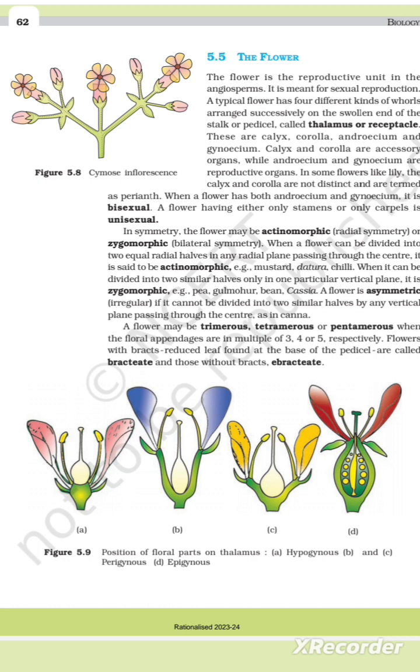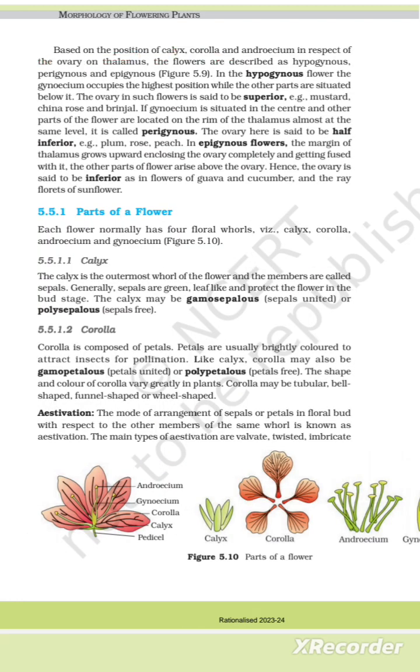Figure 5.9. Position of floral parts on thalamus: A. Hypogynous, B. Perigynous, C. Perigynous, D. Epigynous. Based on the position of calyx, corolla, and androecium in respect of the ovary on the thalamus, the flowers are described as hypogynous, perigynous, and epigynous. Figure 5.9. In the hypogynous flower, the gynoecium occupies the highest position while the other parts are situated below it. The ovary in such flowers is said to be superior.